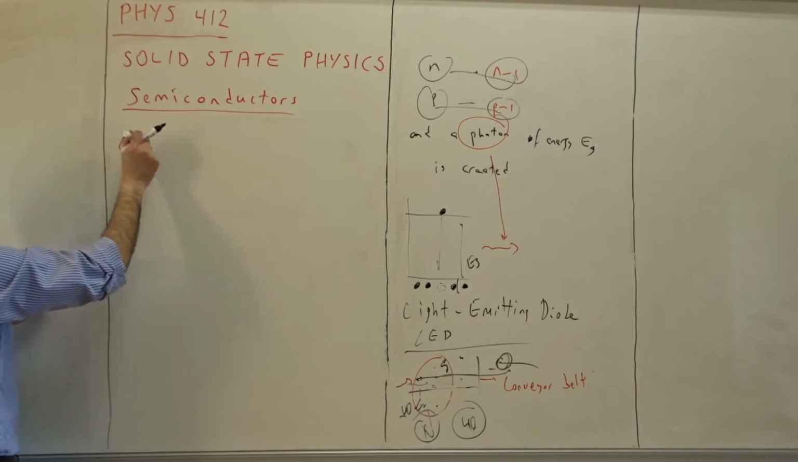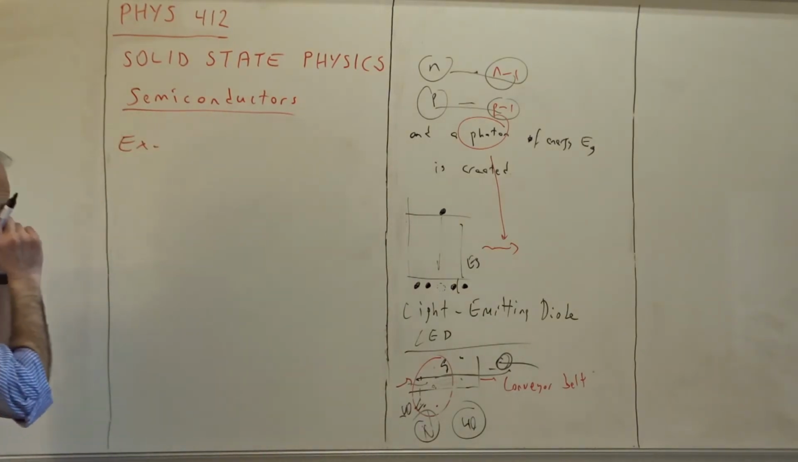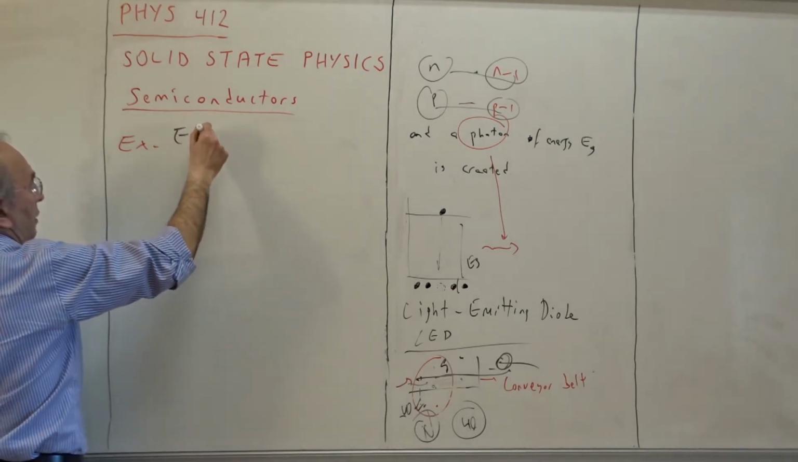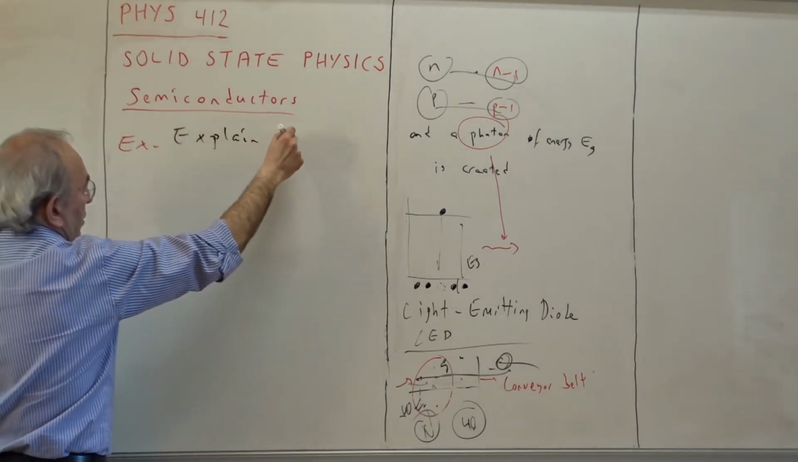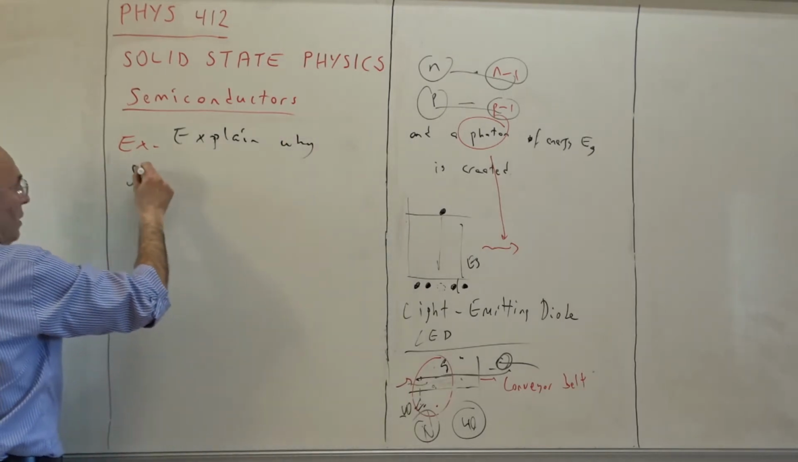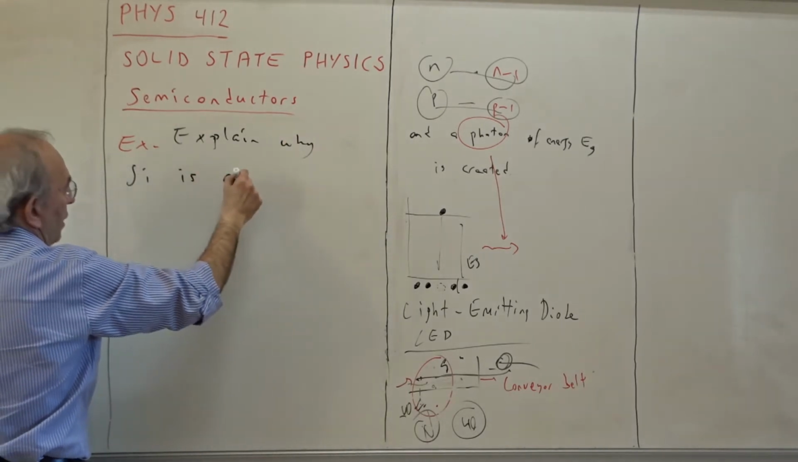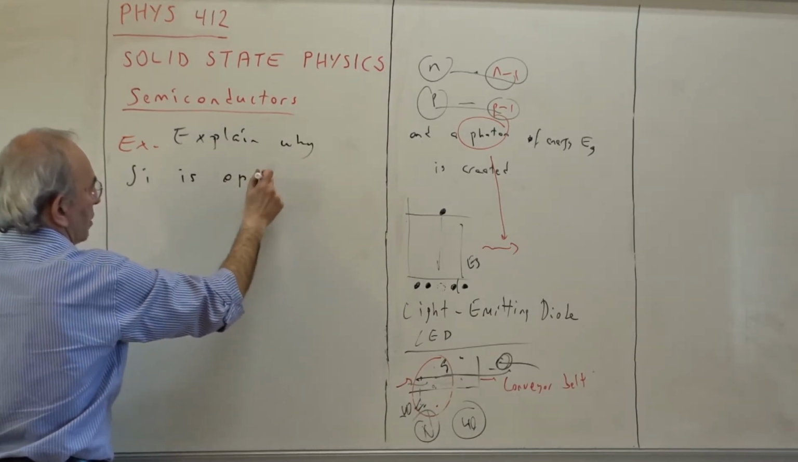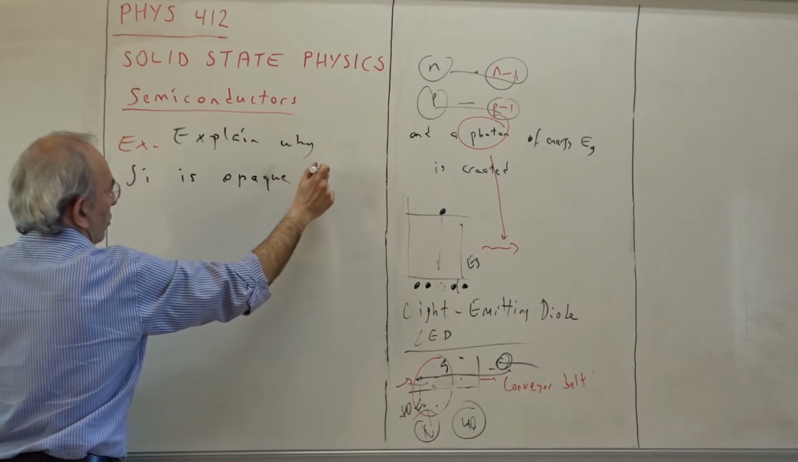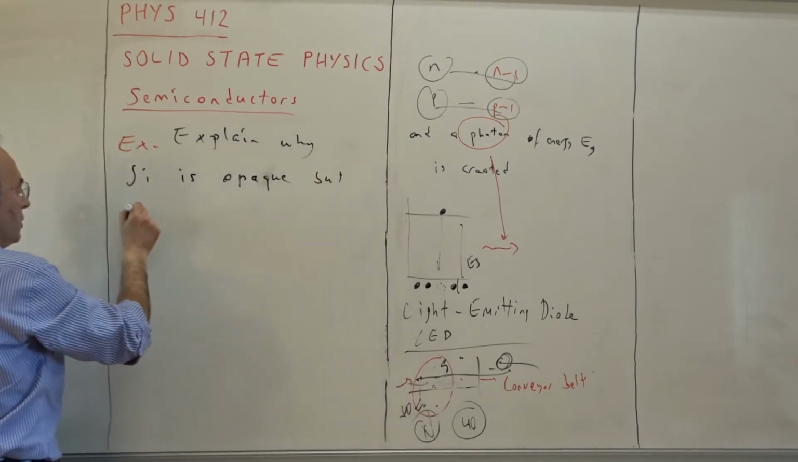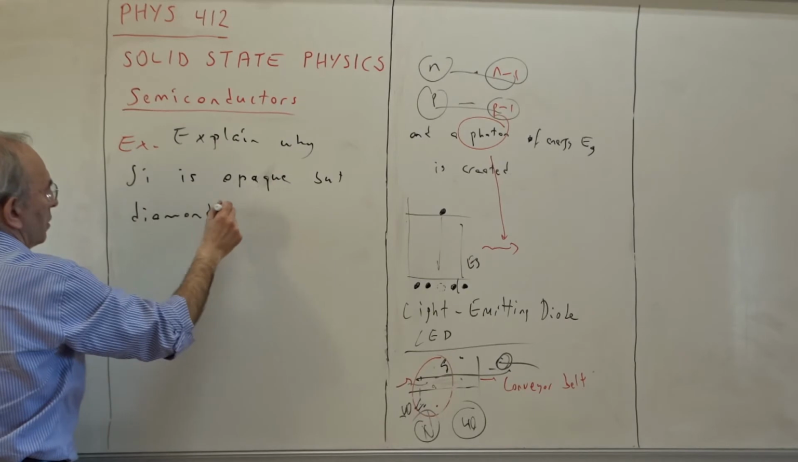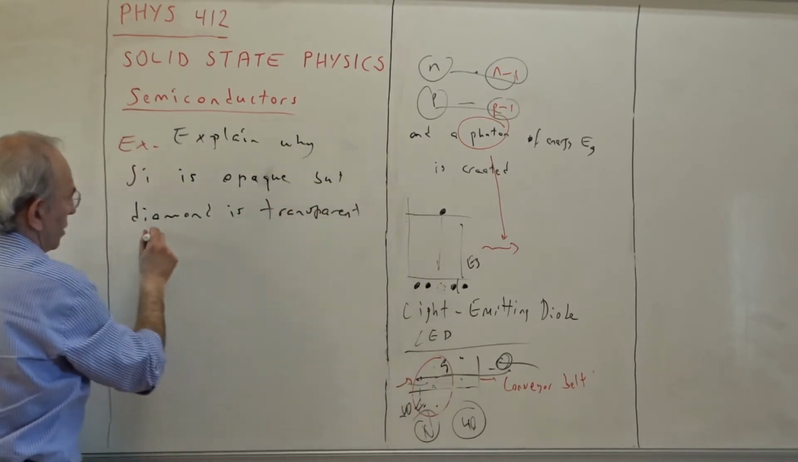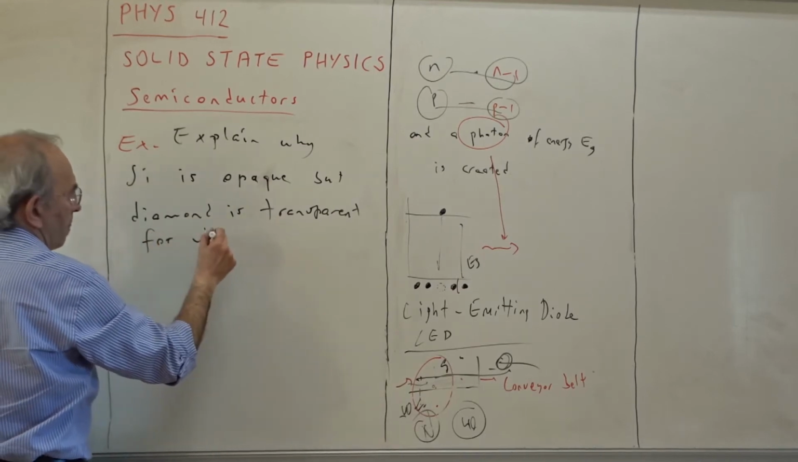Example. Explain why silicon is opaque but diamond is transparent for visible light.